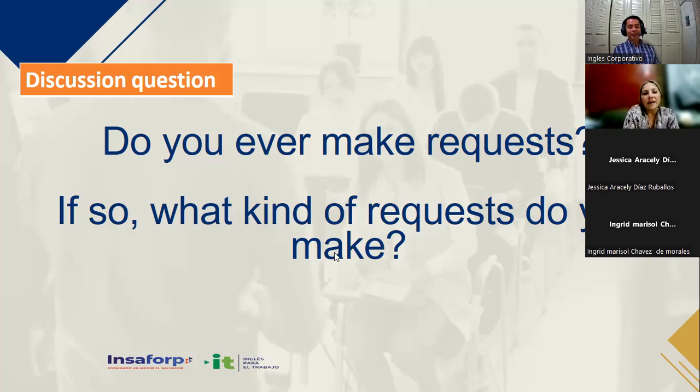When we need supplies, accesorios de librería, ajá, is office supplies. We are only 11 people in the company in the office, so we don't need more things. You don't need too much supplies. Yes, I understand.